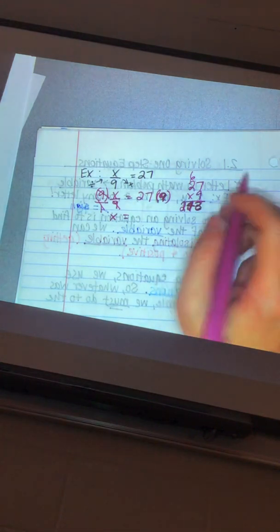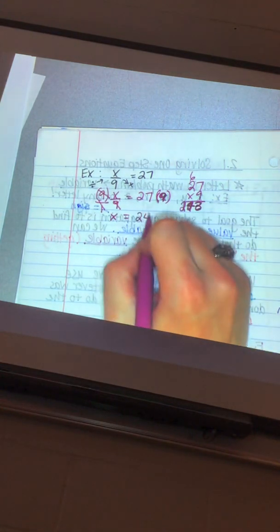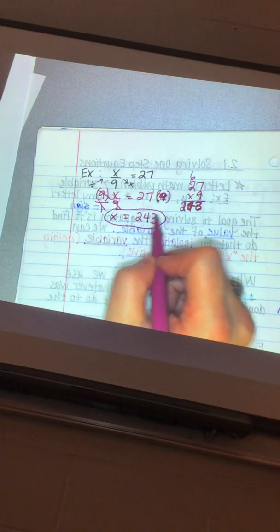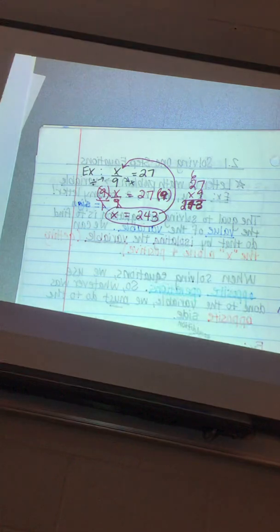I got sidetracked. 243. And it's positive because there was nothing negative here. Okay? 243. And that's your answer. If you want to check it, you can plug this in to where the x is, divide by 9, and you would get 27. Check.